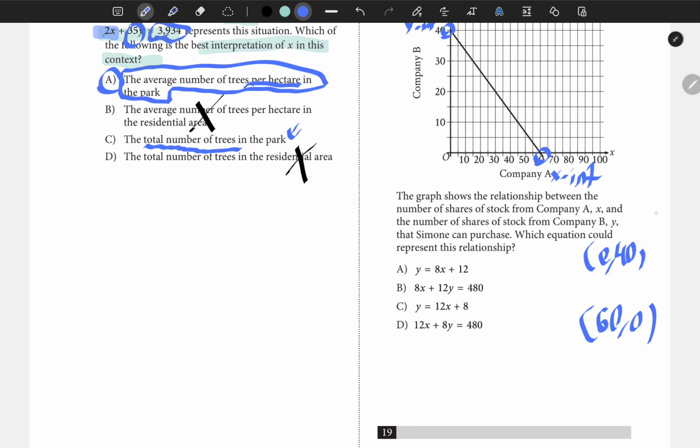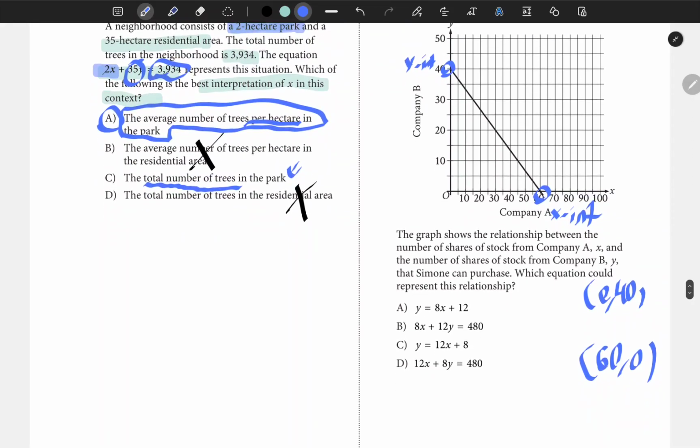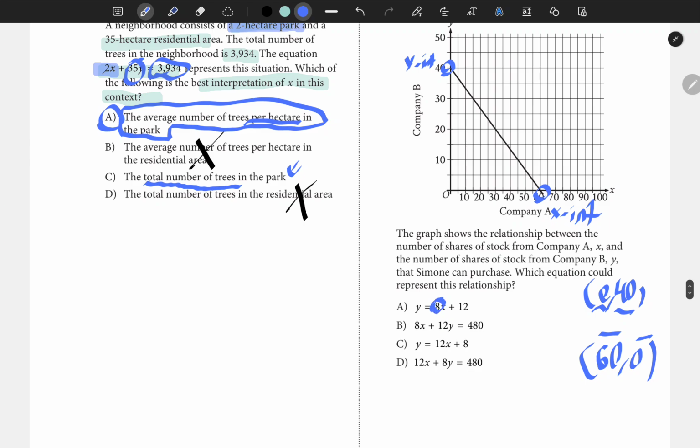Whenever you get this type of problem, you're going to be plugging those points into the equations. If I plug in x, I need to get y, and if I plug in y, I need to get x. That's just how it works. So in the first one, if I plug in x as 0, that turns into 0, and so now we have y equals 12. Is that true? No. I'm supposed to be getting 40, so that's not my answer.